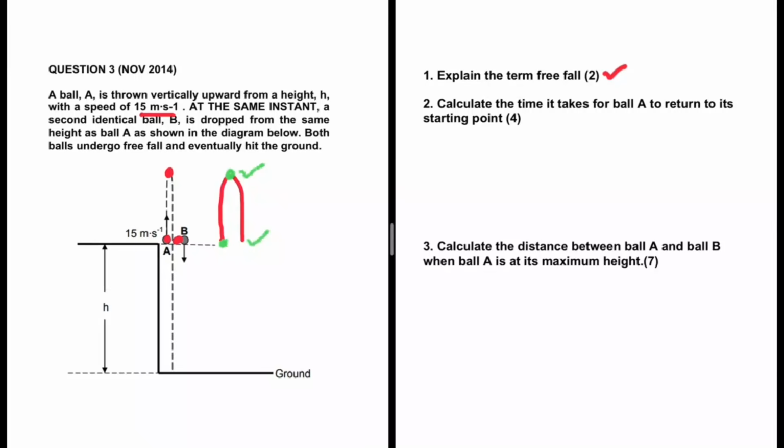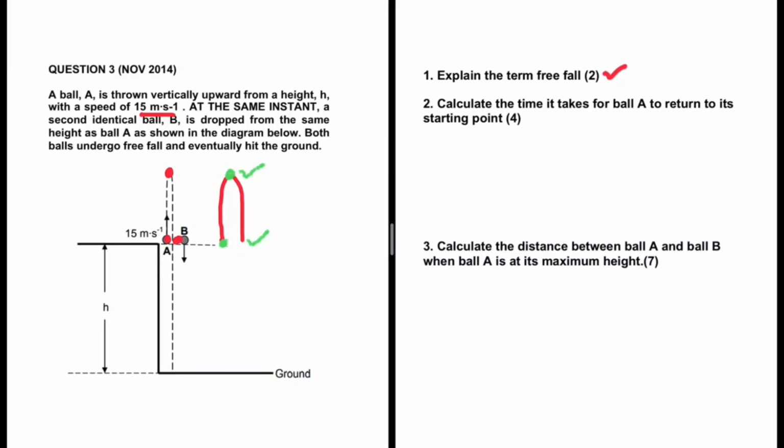So we can basically calculate the time taken to reach maximum height and multiply that by 2 to get the entire time for the motion. Starting position, maximum height, and back down to the starting position. That is one way of doing it. There's two ways of actually answering this question. I will show you both.